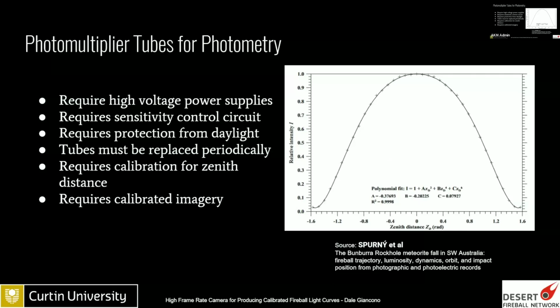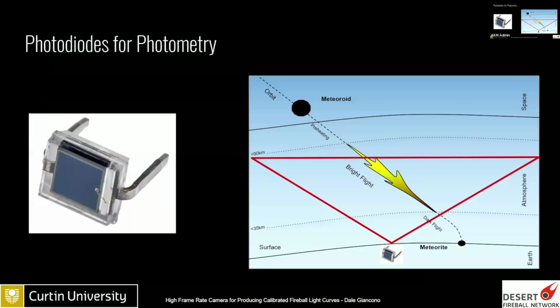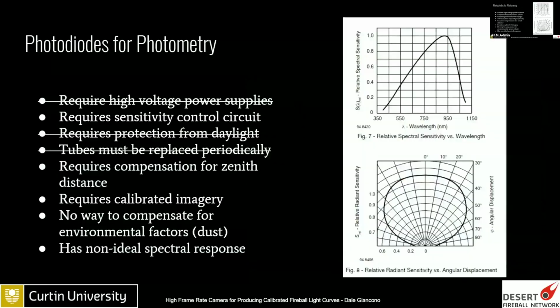Some other things they require calibration for the zenith distance, and they require calibrated imagery also. Some people also use photodiodes as an all-sky brightness sensor. Similar mechanisms to the photomultiplier tube. That solves some of the operational complexities around high voltage power supplies, protection from daylight, and they're pretty robust. They still require sensitivity control circuits and compensation for zenith distance.